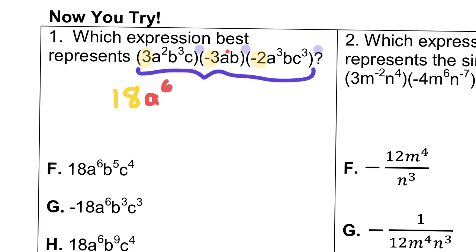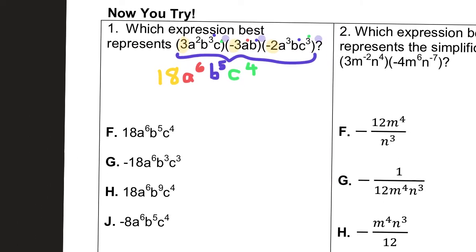Then let's look at the base of b. We're going to add the exponents. 3, there's an understood 1 there and an understood 1 there. So that would be b to the 5th power. And finally c. The base of c, we have a 1 there and we have a 3 here. So 1 plus 3 would be 4. The matching answer is letter F.